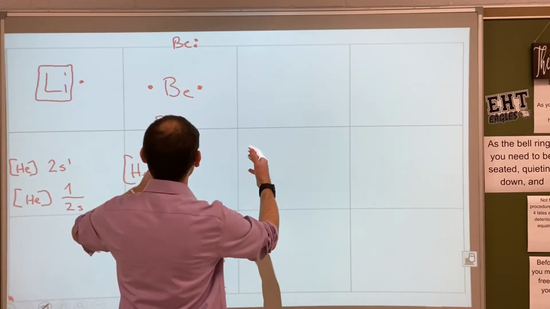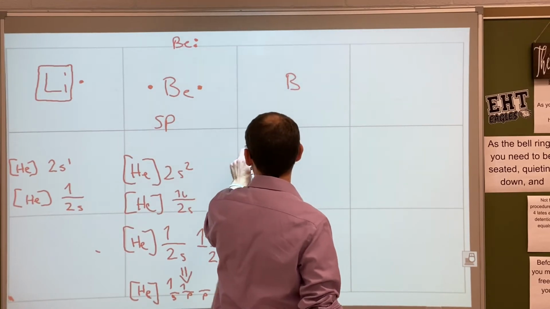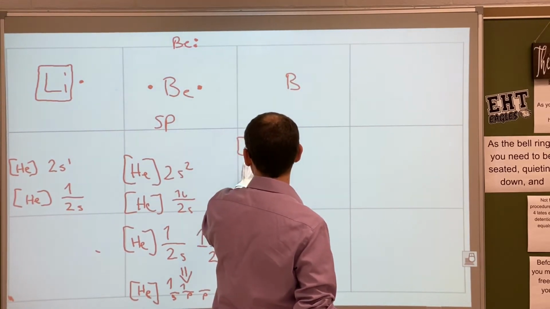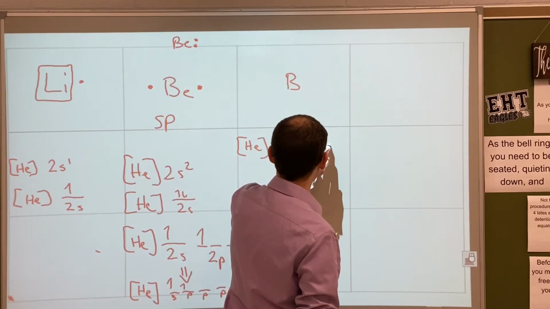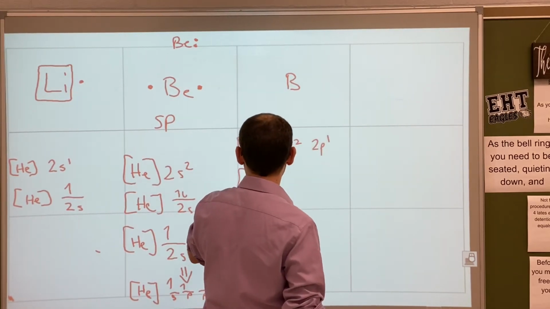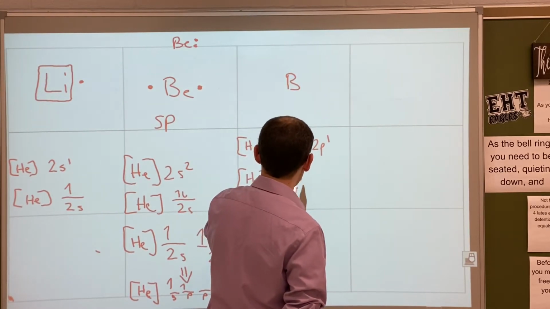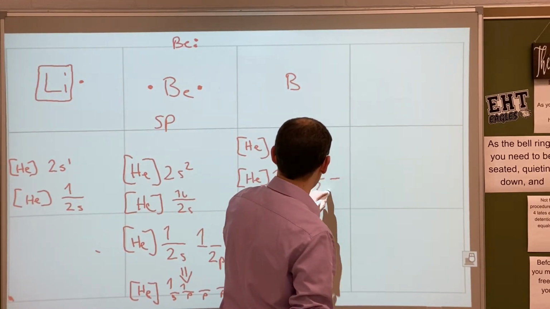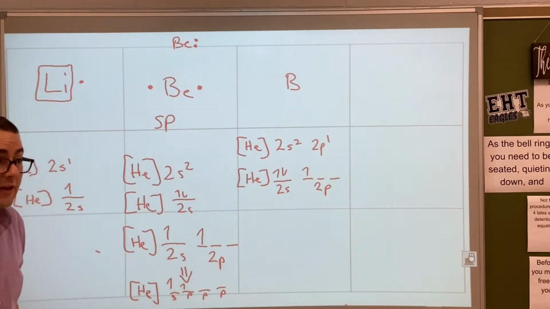All right, so next up, after beryllium, boron. All right, boron is He, 2s2, 2p1, right? And then He, 2s up down, 1, 2, 3, 2p up. Okay. What do you think happens with this one?